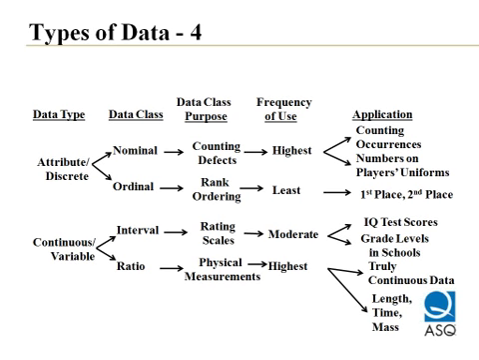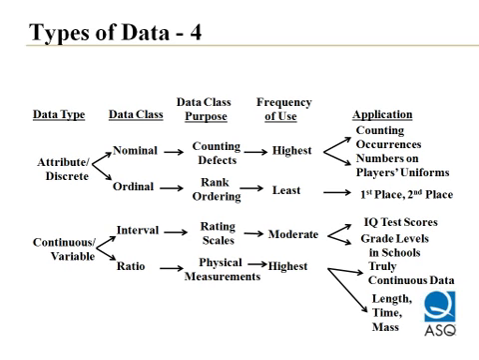Starting on the far left, we have 2 types of data, attribute or discrete, equivalent names, or continuous versus variable. And then you have data classes, the 4 data classes that we saw in an earlier slide. Within attribute and discrete, there's nominal and ordinal. And within continuous or variable, there's interval and ratio.